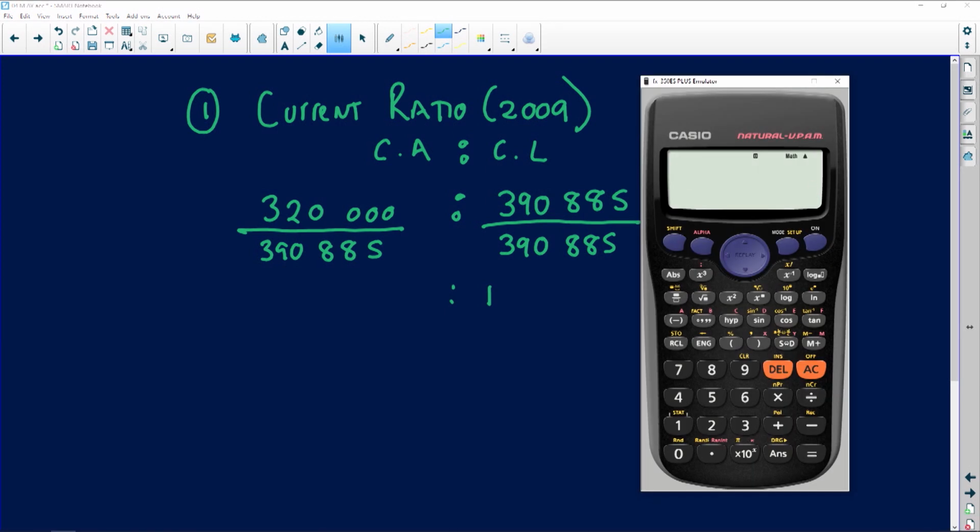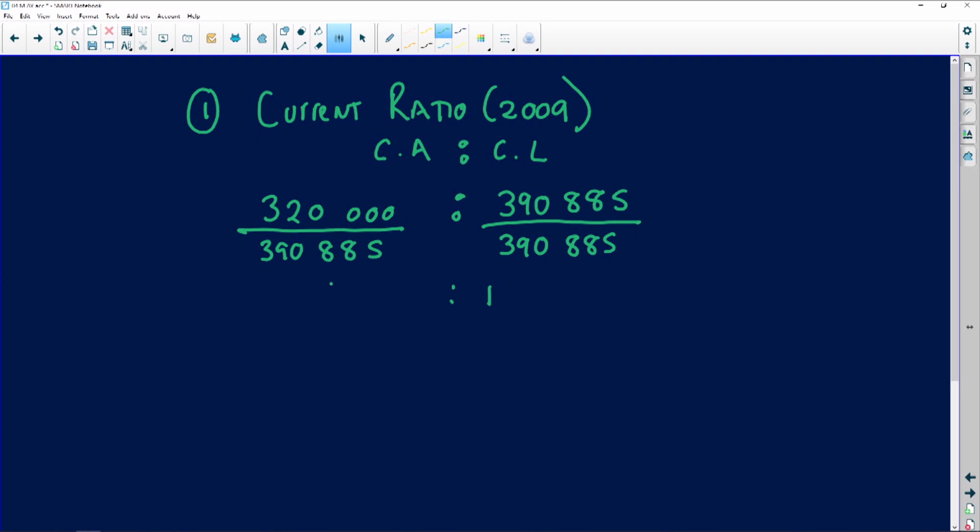Okay, so 320,000, my current assets, divided by 390,885, and that gives me a ratio of 0.8 to 1. I'm rounding off to the first decimal, so 0.8 to 1. Right, so that is my current ratio.